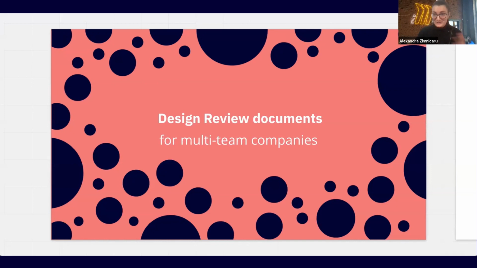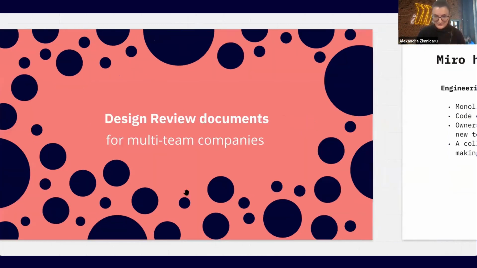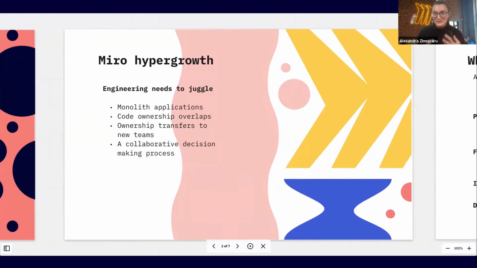All right, so hi everyone, I'm Alexandra, and I work at Miro as a front-end engineer on the enterprise security team. Today, I'll share some insights into our technical design review process. So first, let's start with some context on what hypergrowth looks like from an engineering perspective at Miro.